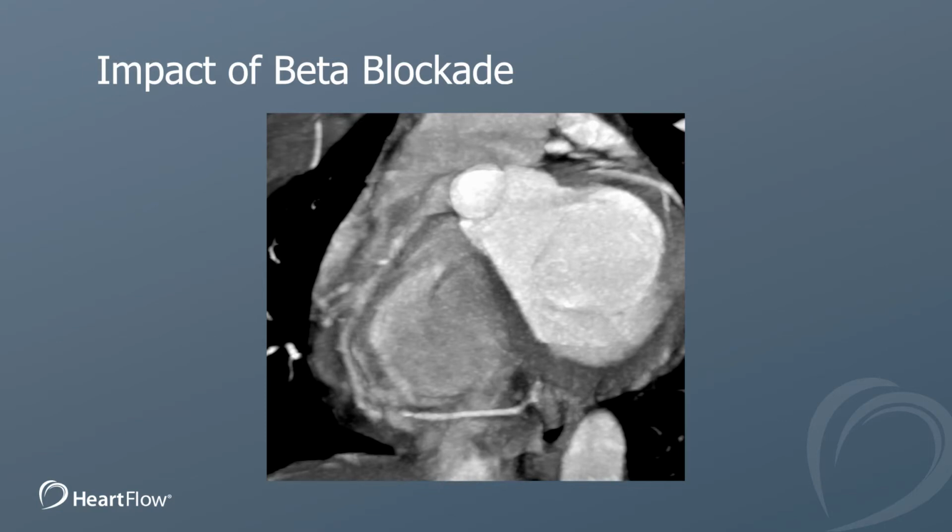Here's an image of a heart with a patient with an elevated rate, and you can see excessive coronary motion, which can be particularly problematic in the right coronary artery. Had this patient been more appropriately beta blocked with a heart rate less than 60 beats per minute, a different result and better image may have been observed.